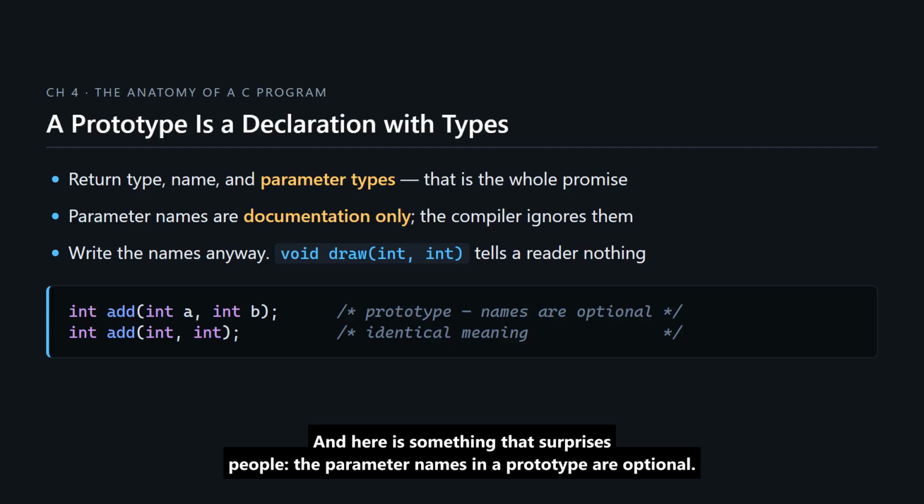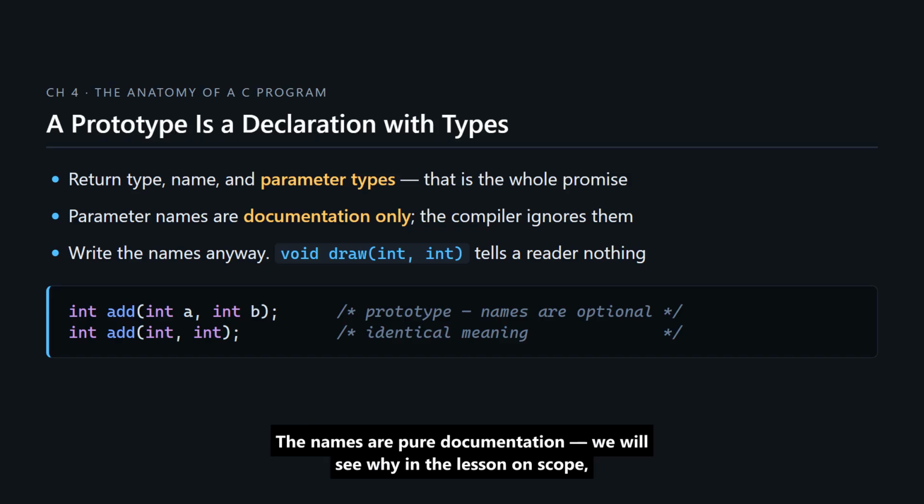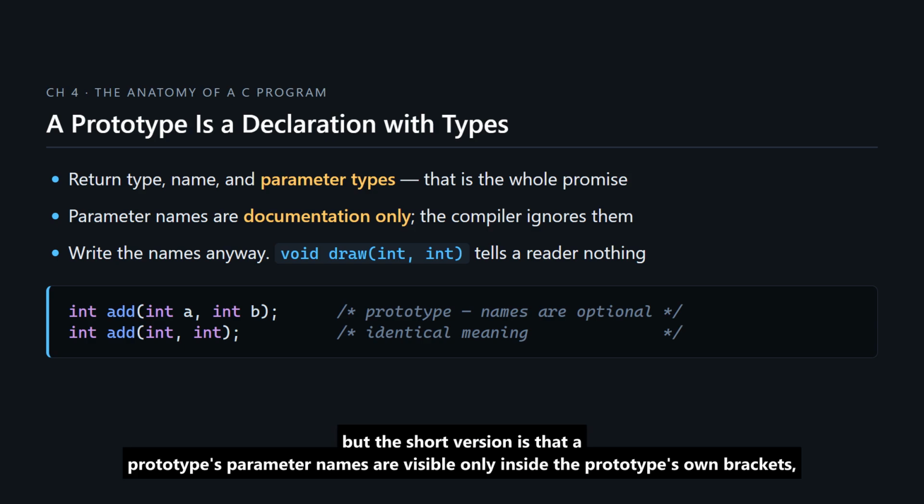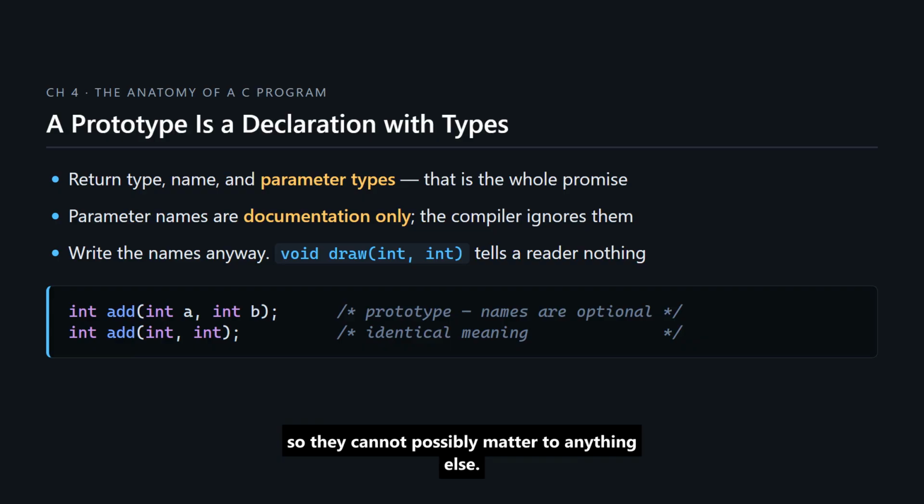And here is something that surprises people. The parameter names in a prototype are optional. int add(int, int) means exactly the same thing to the compiler. The names are pure documentation. We will see why in the lesson on scope. But the short version is that a prototype's parameter names are visible only inside the prototype's own brackets. So they cannot possibly matter to anything else.